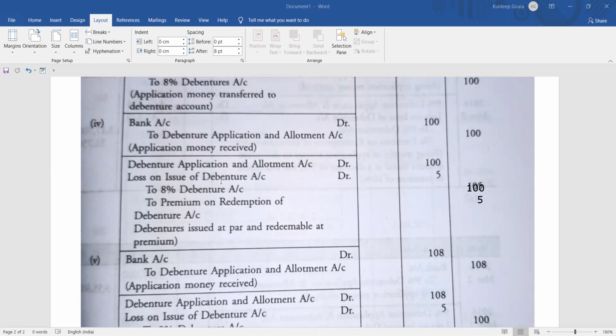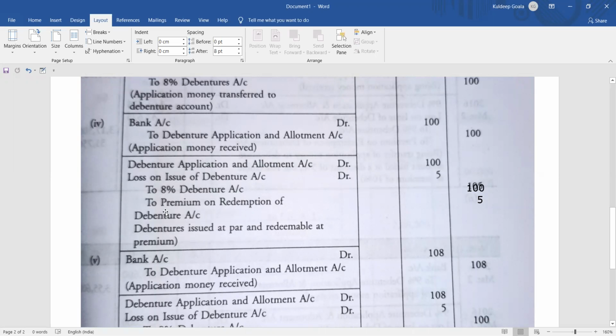How? Loss on issue of debenture account will be debited. Okay, loss on issue of debenture account debit 5 rupees. And why is this loss debited? Because we are going to repay in future. So now itself we have to make the arrangement. That is why this loss will be debited here. Loss on issue of debenture account debit 5 rupees. And why is there a loss? Because of the premium. So we have to create that additional liability here.